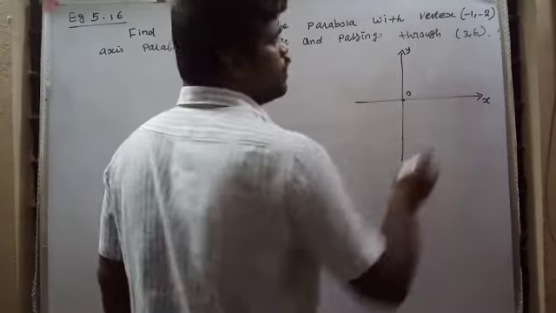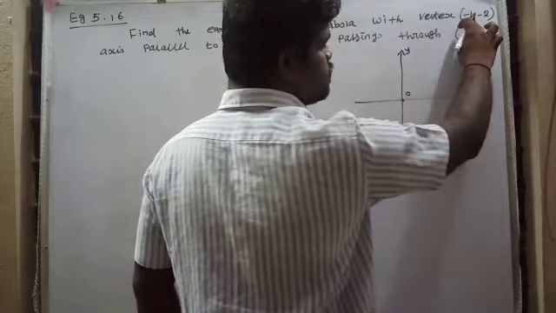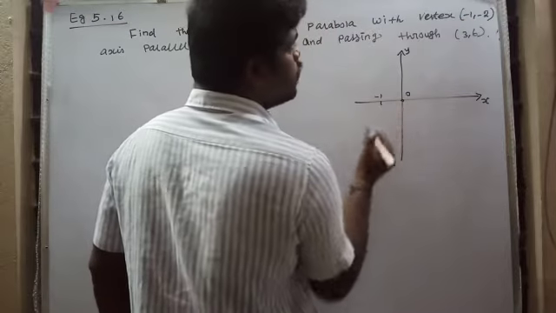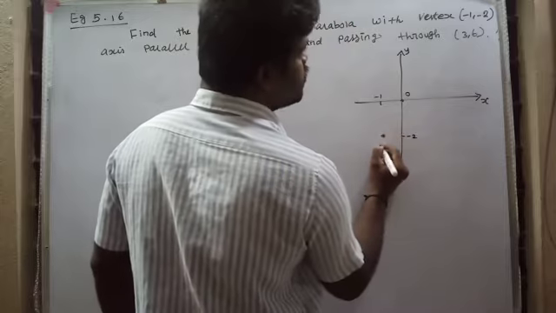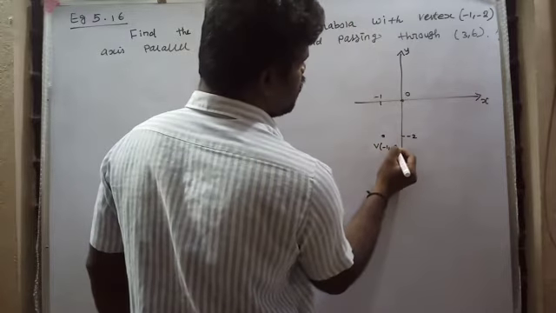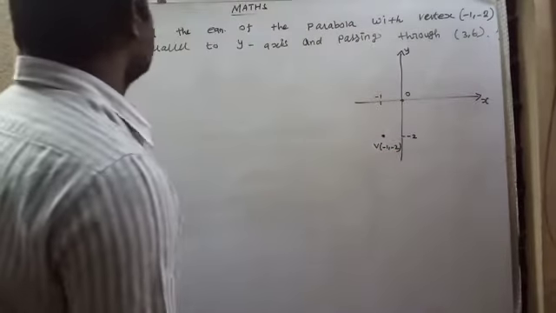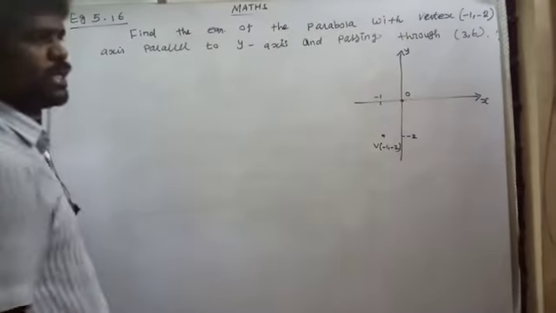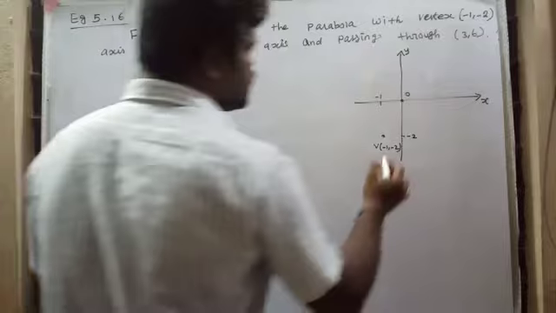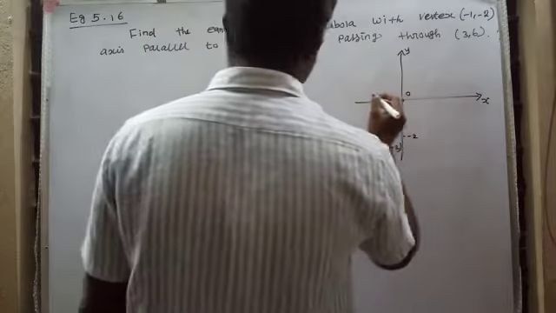This is the origin. We want to find the vertex. The x-axis value is −1 and the y-axis value is −2. So this is the vertex (−1, −2). Okay, the axis is parallel to the y-axis. This diagram is parallel to the y-axis.